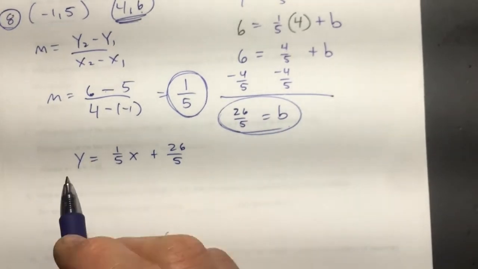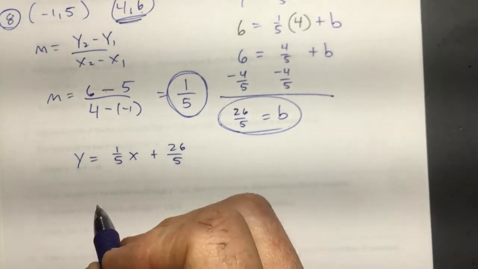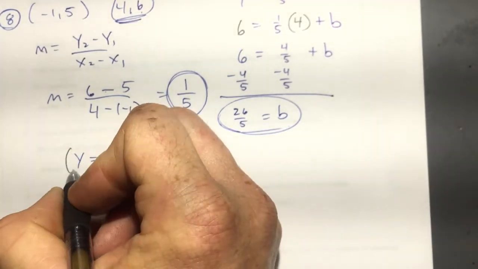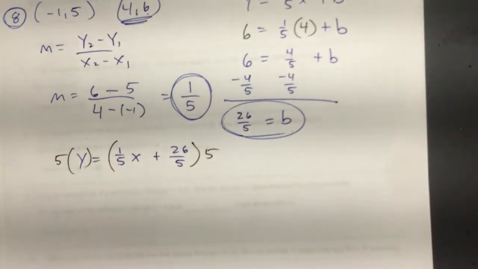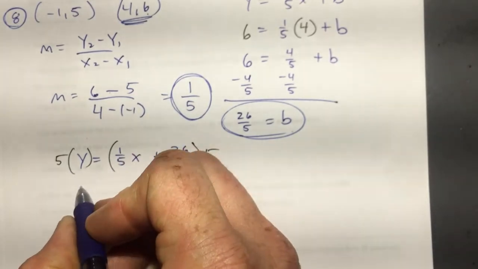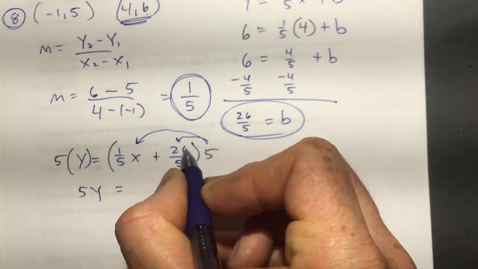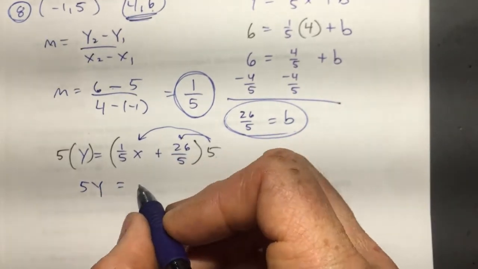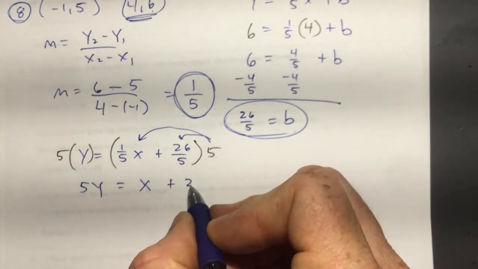Now, I got to put it in standard form, though. It doesn't want it in slope-intercept. It wants it in standard form. So, like I've done before, I'm going to have to multiply both sides by 5 to get rid of my fractions, because you can't have fractions in standard form. So this is going to give me 5y equals, I distribute the 5 over here, which means 5 times 1/5 would just be 1x. And then 5 times 26 over 5 would be 26.